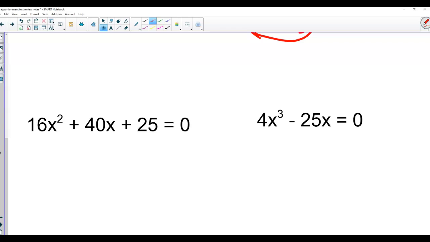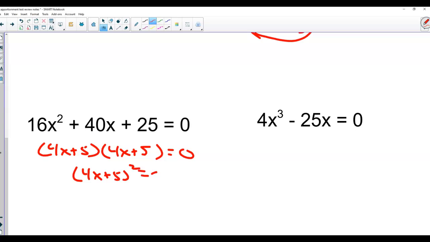Anytime you have two perfect squares on the outsides, a lot of times that's going to be a binomial squared. 4x times 4x is 16x squared. 5 times 5 is 25. And then 4x times 5, 4x times 5, 20 and 20 is 40. That can be written as 4x plus 5 squared, and that way you only have to do one. 4x equals a negative 5, and my x is negative 5 fourths.